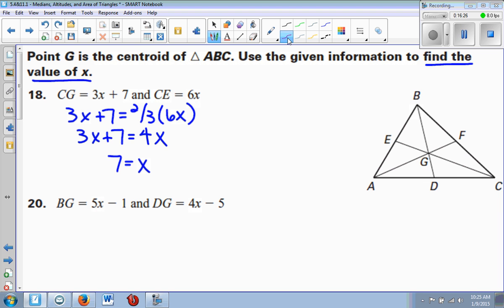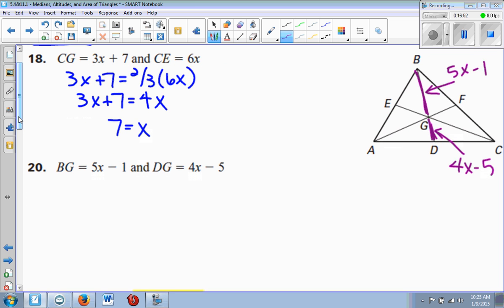And let's label with that information. B to G is this portion here, and that is 5x minus 1. D to G is this bottom portion. That piece is 4x minus 5. So what we need to look at is to figure out what's the relationship between what I'm given. Now I'm given the large chunk of a median and the small chunk of a median.